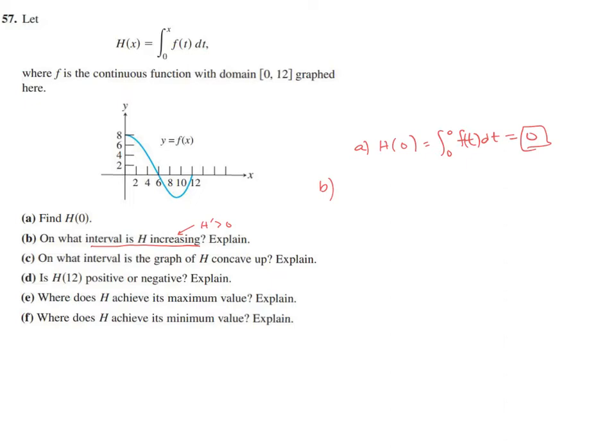So, when is h prime greater than 0? And what is h prime? Well, h prime of x is equal to f of x. And that's from the fundamental theorem of calculus part 1. We know that when you take the derivative of an integral with a constant lower bound to a variable upper bound, all we have to do is plug in that variable upper bound into the integrand. So the derivative h prime of x equals f of x.